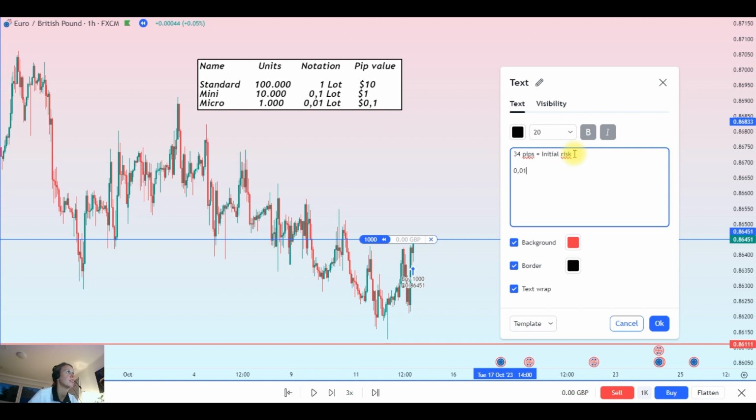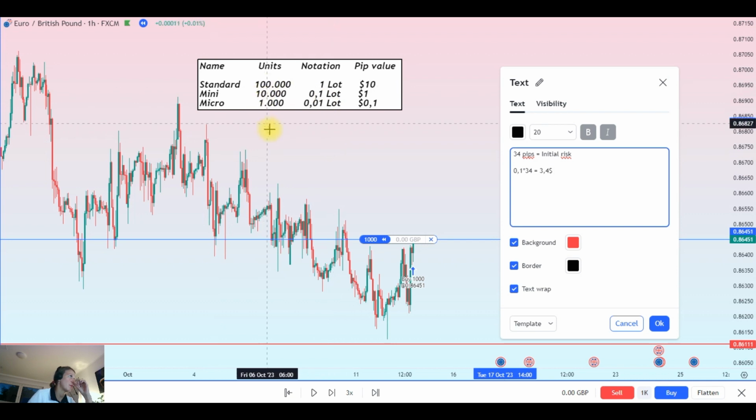This means in this case, 0.01 lot makes $0.1 times 34 pips equals $3.4 that we are risking in this case. This is the smallest size you can risk. The micro is really the smallest size you can trade. So for this trade, it is the smallest amount that you can risk.